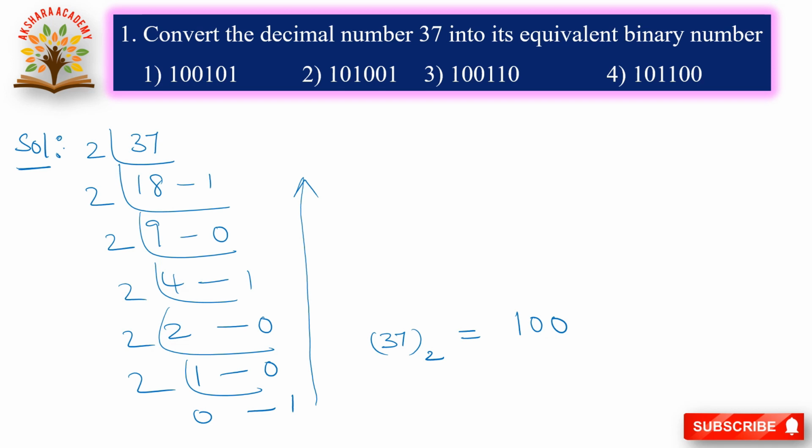So the decimal 37 converted into its equivalent binary number is 100101 base 2. Okay, next we will go to the next question.